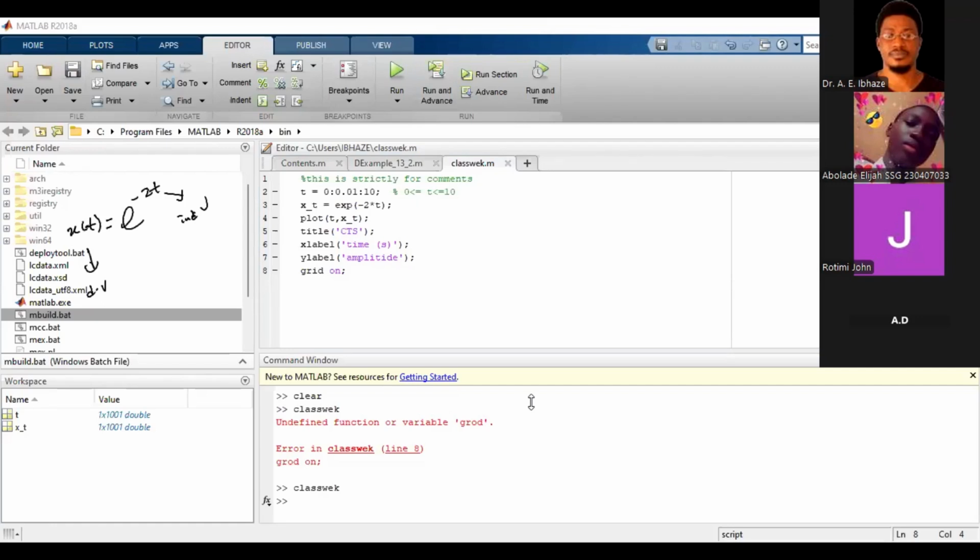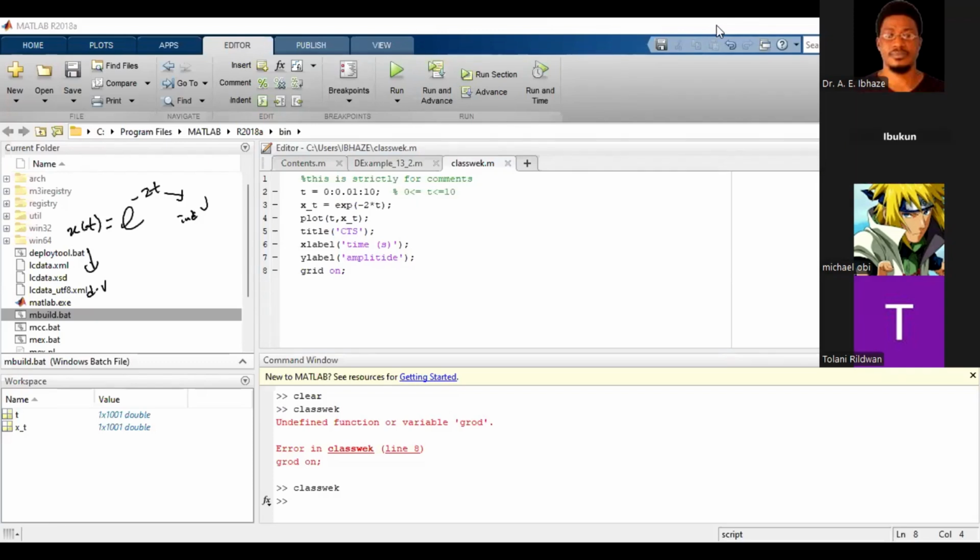Hello? Sorry, sir. Please, where is the... Yes, sir. Yes, what? I don't believe we can see the plots, and also the creation of the file. Can you walk through how you create a new file in MATLAB? Yeah, we can see the plots.